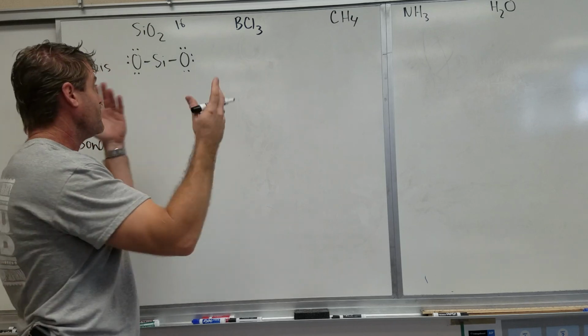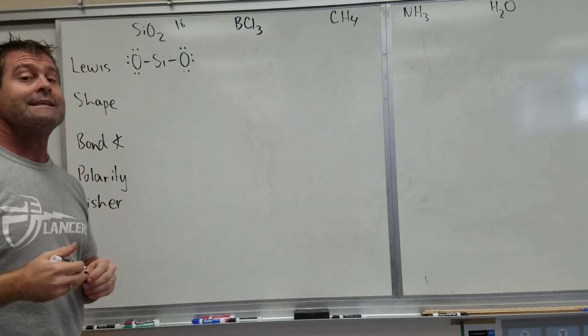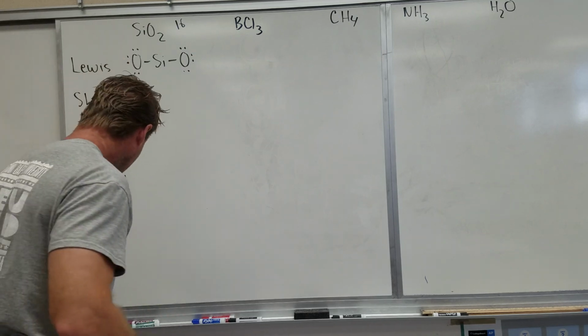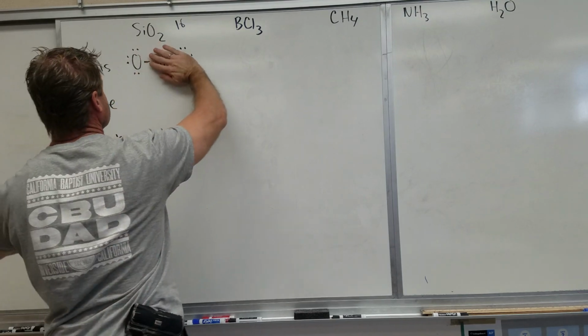Do it in pencil, because we might end up erasing. Remember, the last thing is we want to see if the octet rule is satisfied. So I look at every atom. Here, oxygen: 2, 4, 6, 8. Oxygen's good. Look at this oxygen.